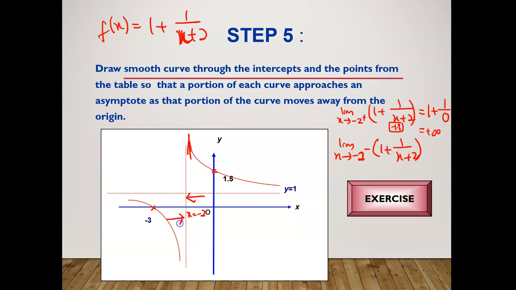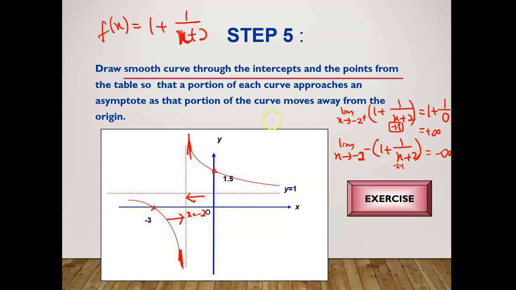Here, negative side. So if negative side, I substitute -2.1. Okay, the value will be approaching 0 from the negative side. We cannot say negative 0 because 0 can't be negative. Negative 2.1 plus 2, you will get a negative value. So 1 over a negative value approaching 0 is negative infinity. So 1 plus negative infinity, you will get negative infinity. So that's why this is going down.